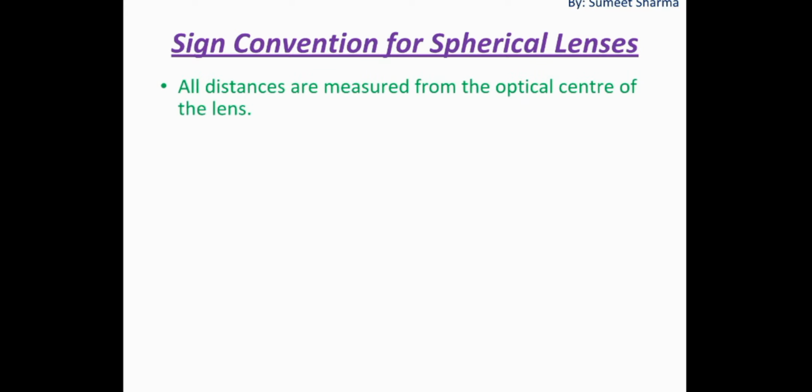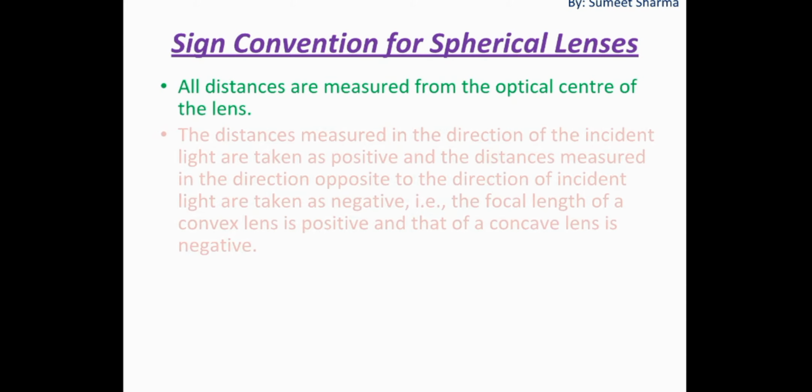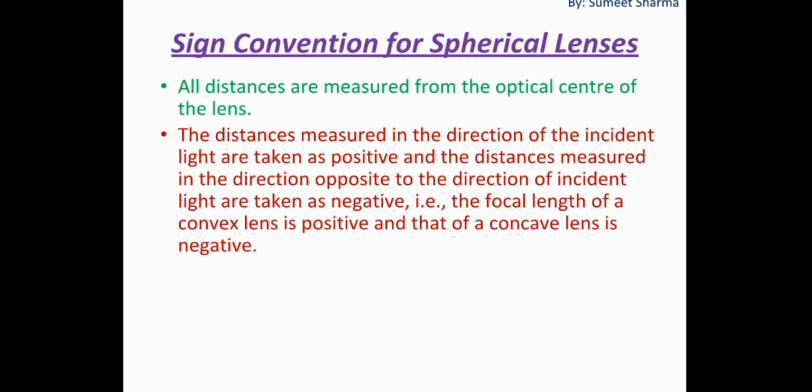Now, next topic we have is sign conventions for spherical lenses. While doing the numericals, we need to have some sign conventions, that is, which distance we will be taking positive, which we will be taking negative. It is same as in the case of the mirrors, but still we need to know: all distances are measured from the optical center of the lens. Next, the distances measured in the direction of incident light are taken as positive, and distances measured in the direction opposite to the direction of incident ray are taken as negative.